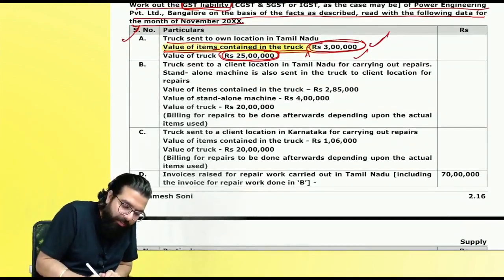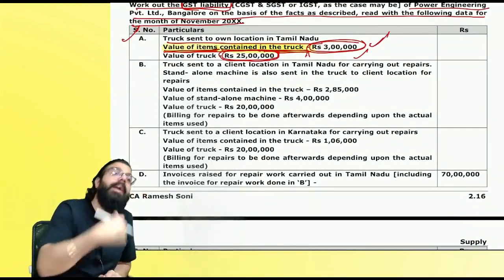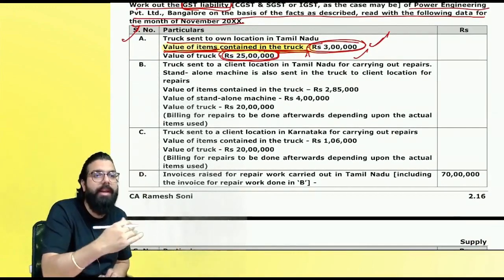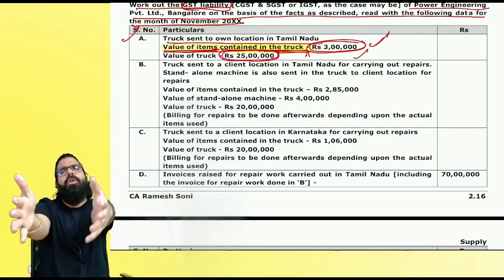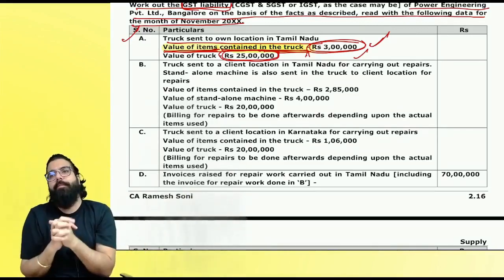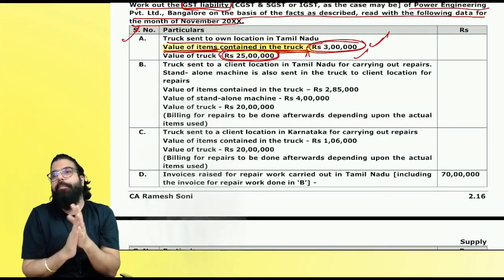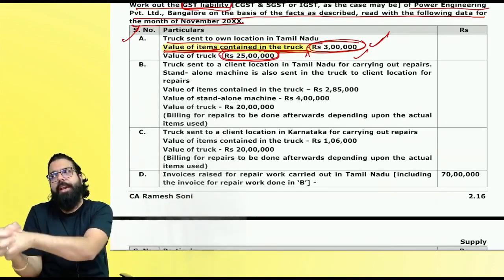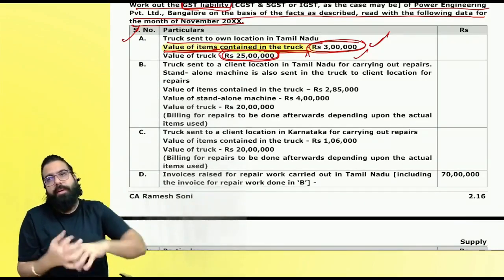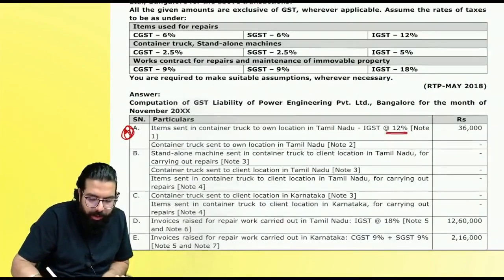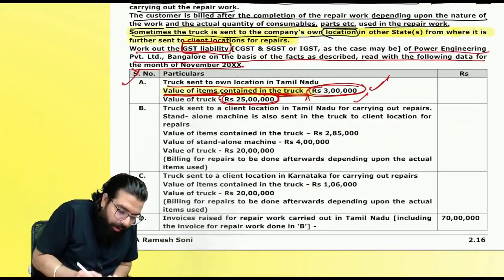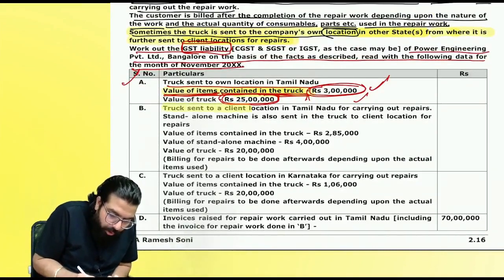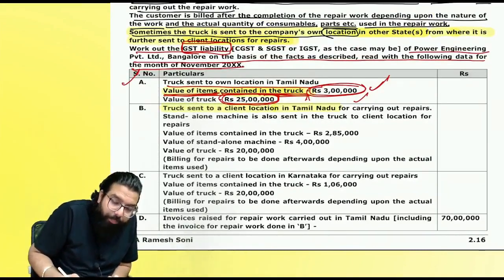Yes, because they are telling the value of items contained in the truck which are meant for the Tamil Nadu branch. What is the meaning of the question? These goods are meant for the Tamil Nadu branch. It means you are sending goods from here to Tamil Nadu. Stock transfer is happening. Will GST come? Supply between distinct persons on 3 lakh. How much GST will come? 12%, 36,000. Can you guys see over here? But on the truck, will GST come? No.